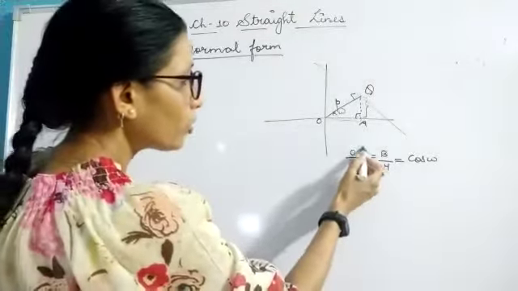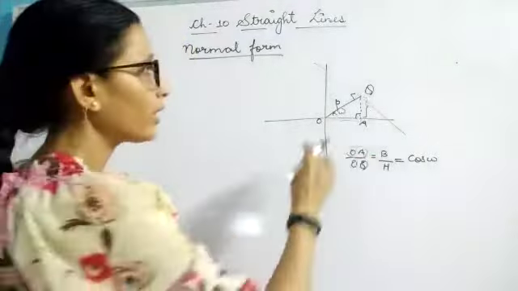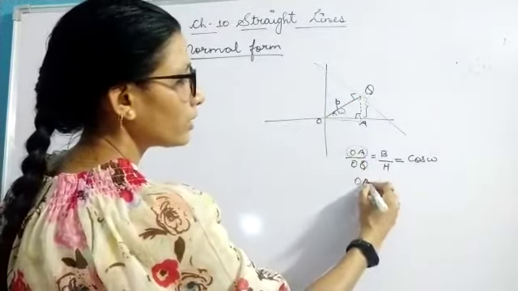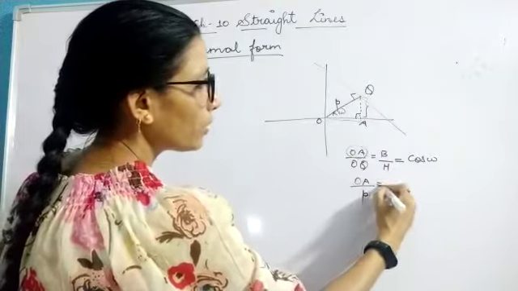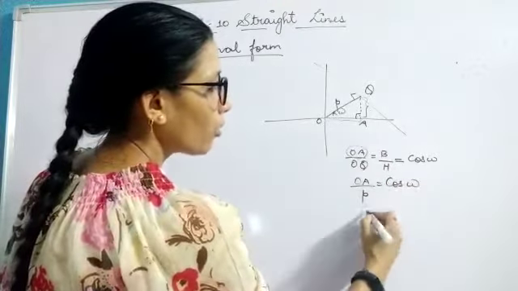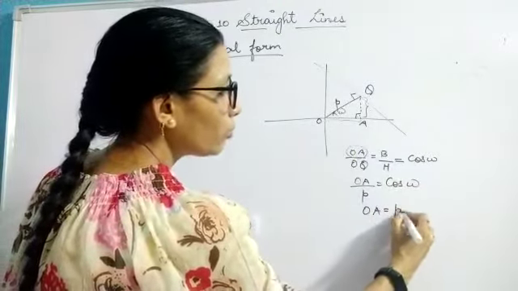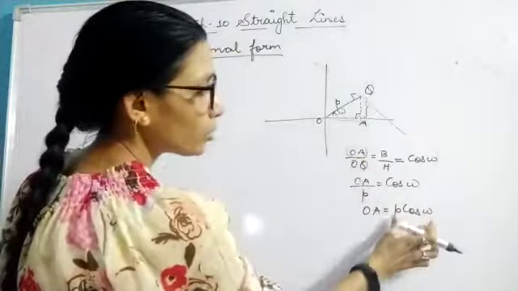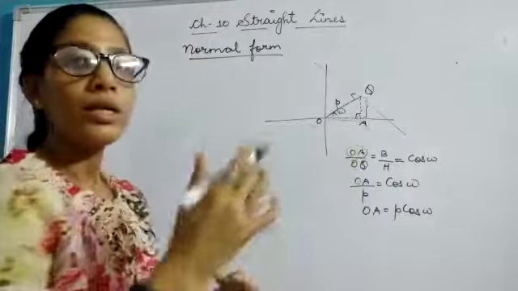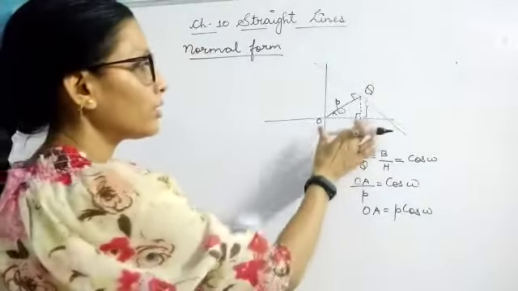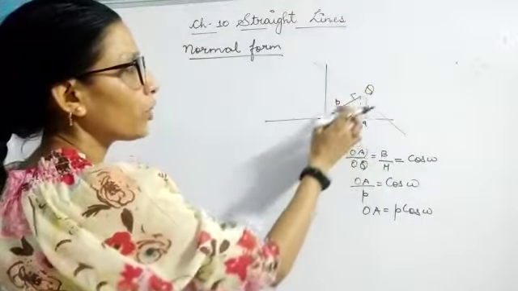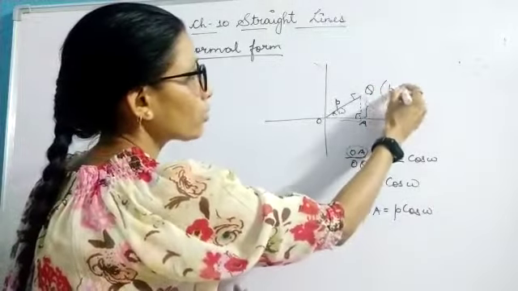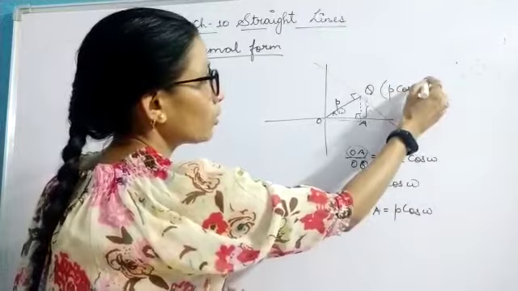So here if I want to calculate the value of OA, and since I know the length of OQ, which is P, I can write OA upon P equal to cos omega, or OA equal to P cos omega. That means the length of OA is P cos omega, which is nothing but your x coordinate. That means the distance of this point from origin is P cos omega, so your x coordinate here is P cos omega.